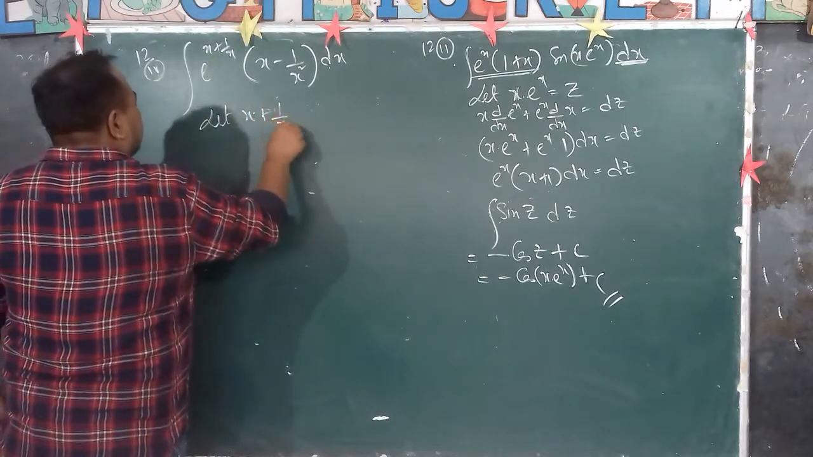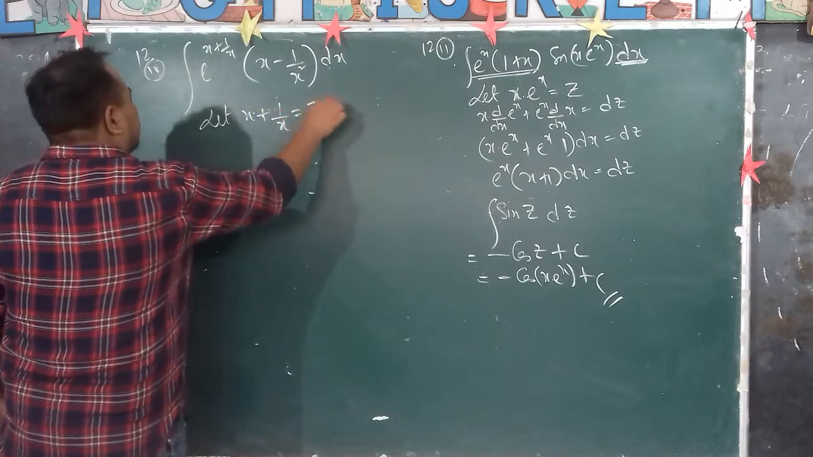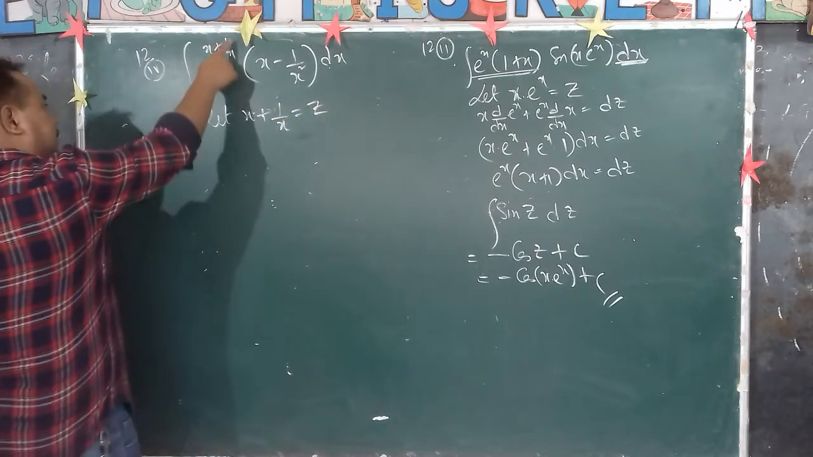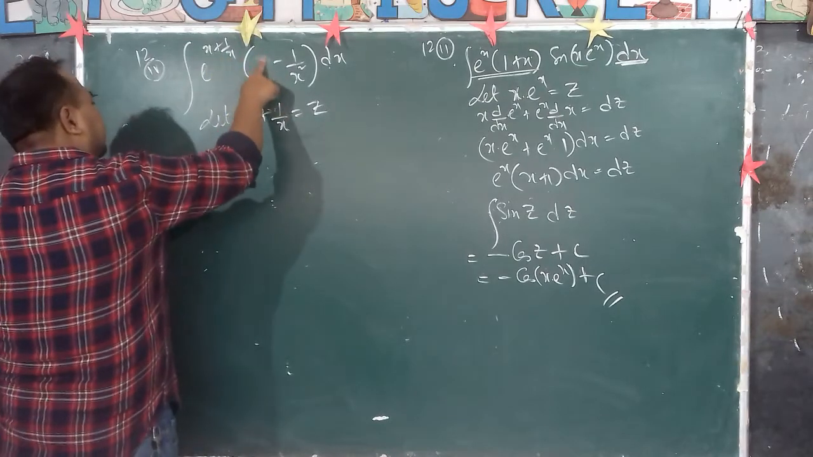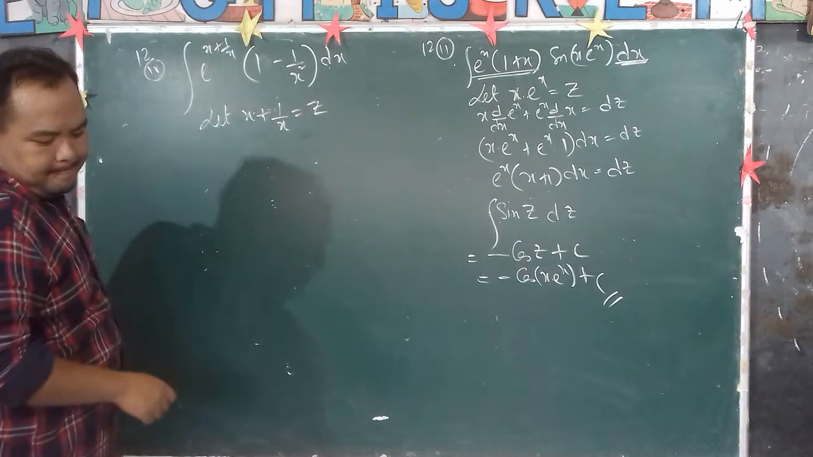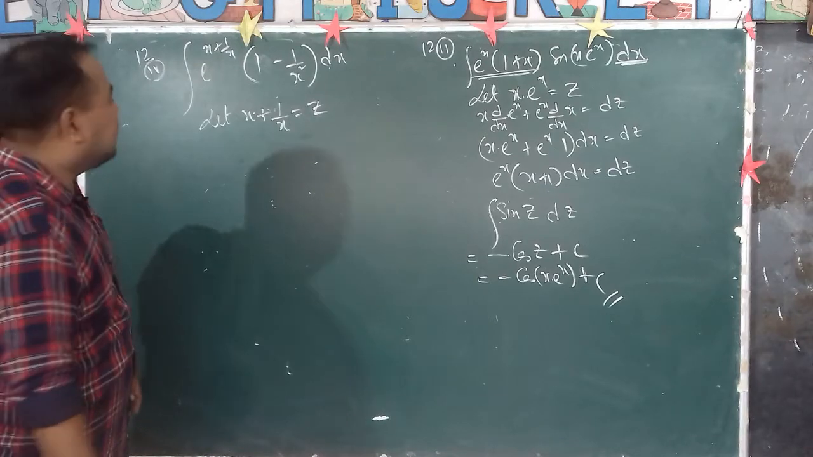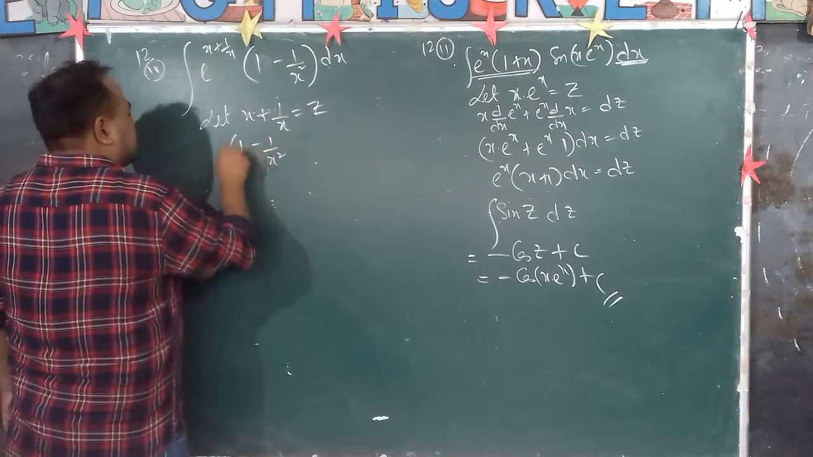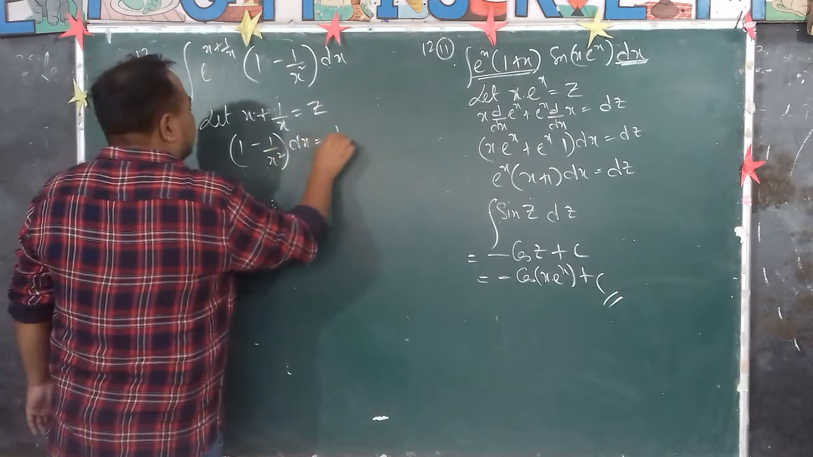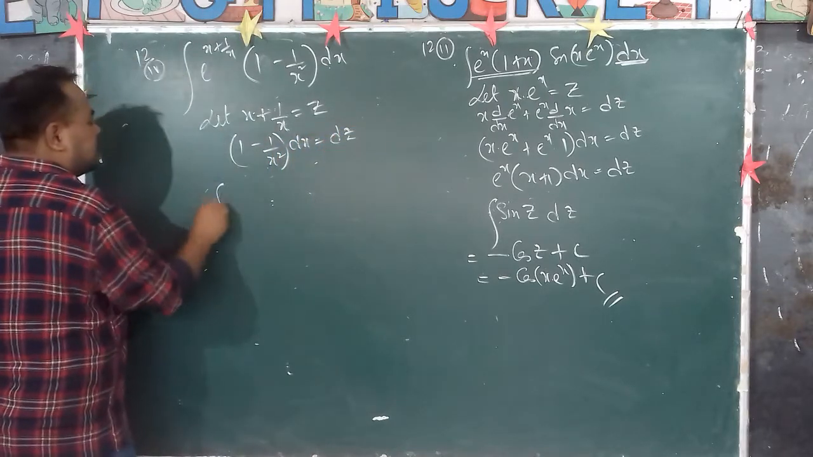So this is just an assumption. You just differentiate mentally and then only you proceed. Because if for this to be taken as z, I'm supposed to get this, and I'm getting it. So what is the differentiation? Please tell me. The differentiation of x is 1 and of 1 by x is minus 1 by x square, dx equals dz.